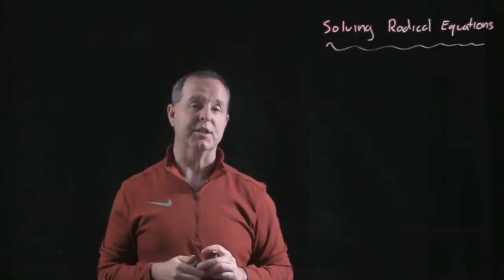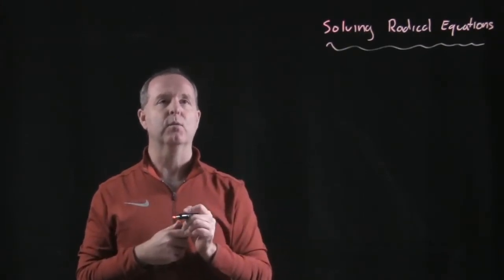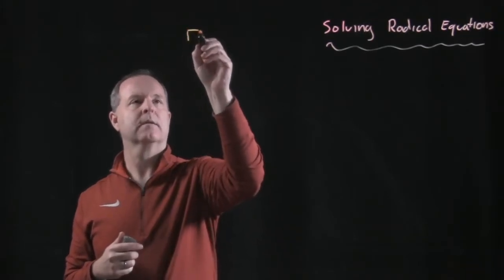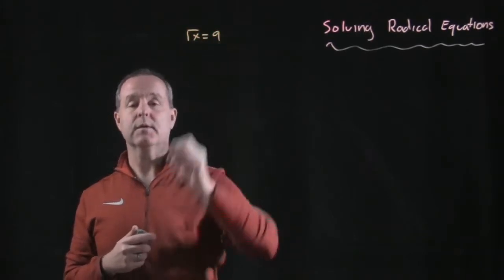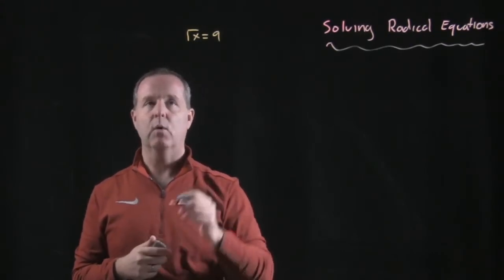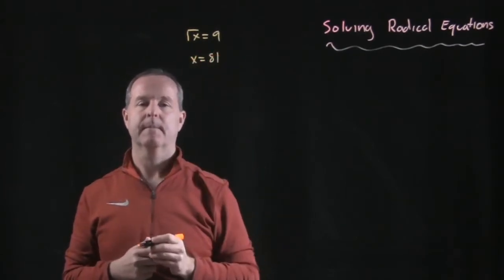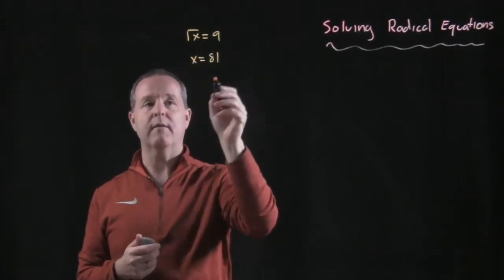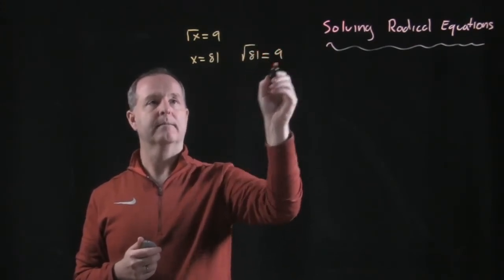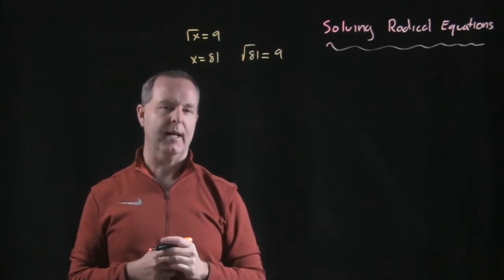To introduce this section, let's look at an example to see what we might be getting ourselves involved with. Let's look at the square root of x equals 9. Well, what do we know x to be in that case? We know that x is going to equal 81. And we can check that. The square root of 81 equals 9. So we know that we have a solution of x equaling 81 in that particular case.